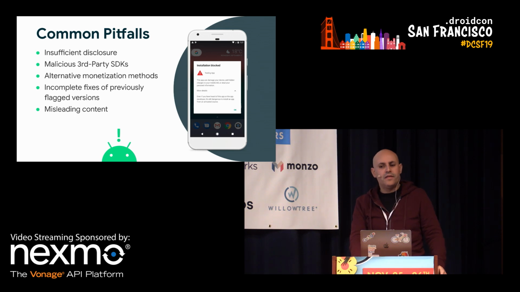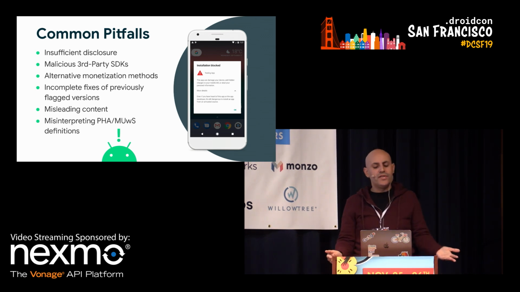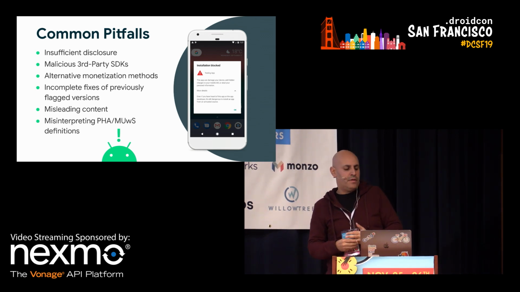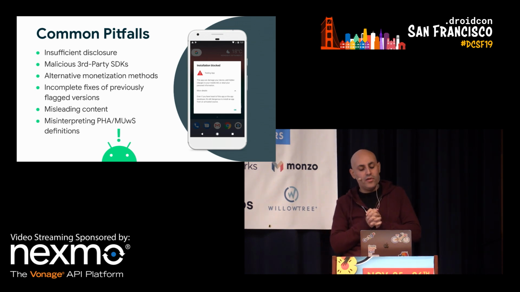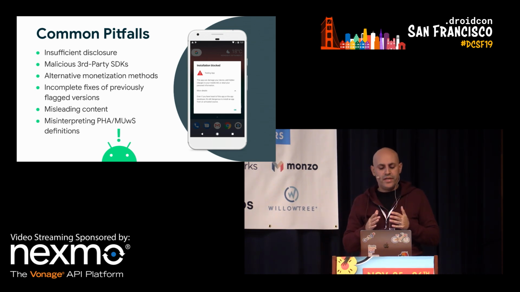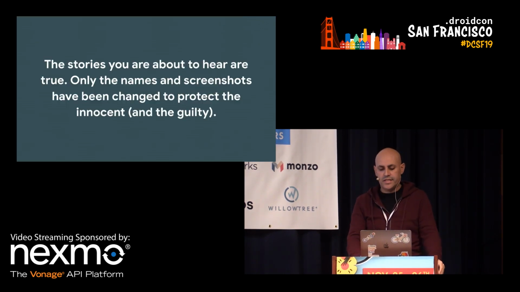Misleading content. These are applications that may offer the user certain value, but in the end, they are doing shady things behind the scenes. And misinterpreting our policies. You will see my last slide is my recommendation to become familiar with the policies that we have on the Google Play Store for developers, so that you can understand what we consider PHA and MUwS and what is safe behavior. Now, let me go through some examples.